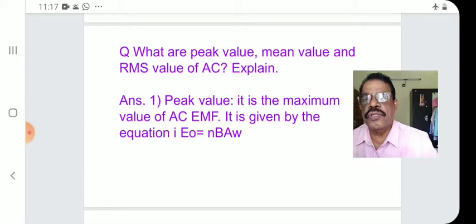E0 is equal to NBA omega. There is an I coming in front, not needed. E0 is NBA omega, not W omega. You read it as omega. We write it almost like W.